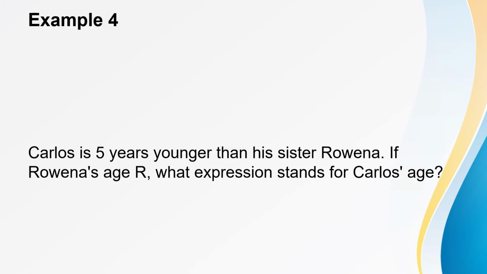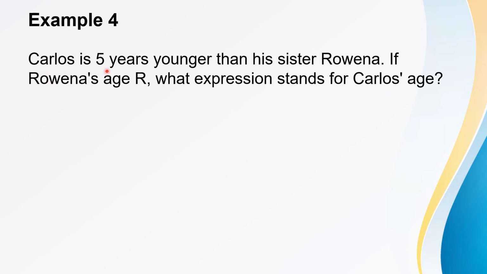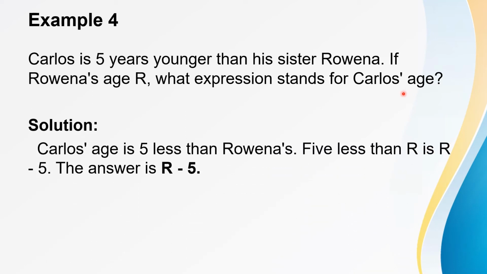Example number 4. Carlos is 5 years younger than his sister Rowena. If Rowena's age is R, what expression stands for Carlos's age? Alright, so solution. Carlos's age is 5 less than Rowena's. So 5 less than R is R minus 5. So the answer is R minus 5.